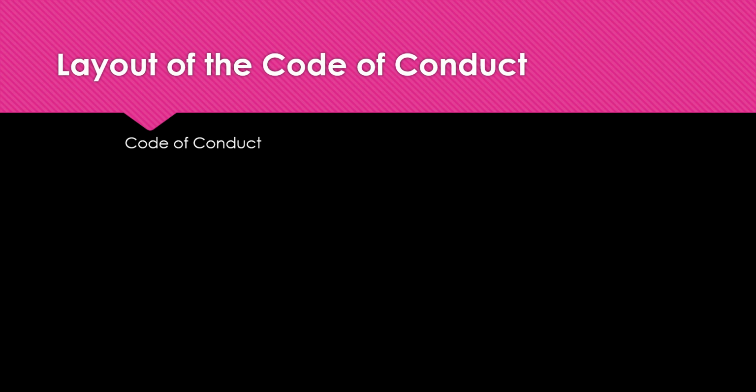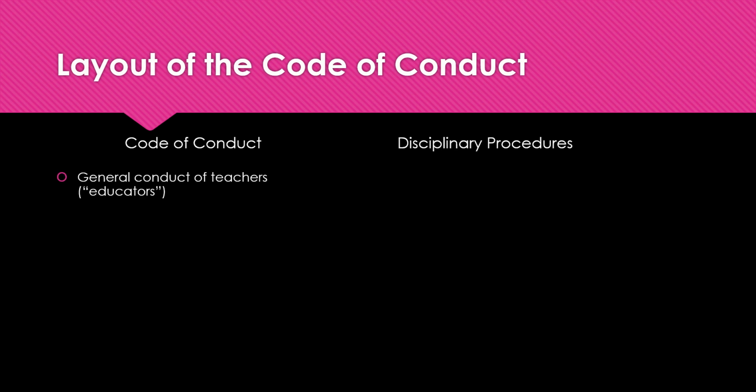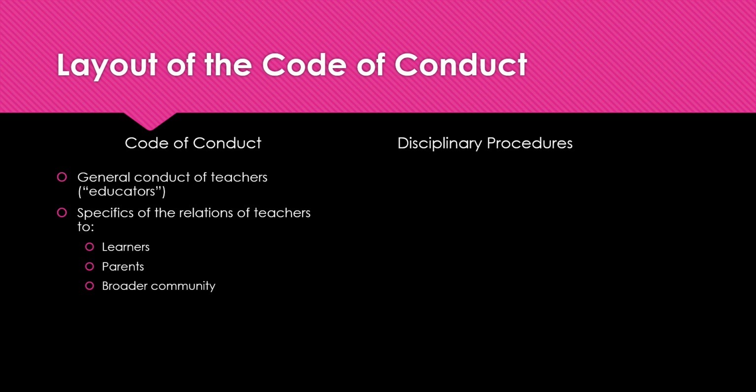Okay, let's look at this code then. There are two parts to the SACE Code of Conduct. The first contains 8 core areas and addresses the general conduct of educators or teachers, and also specific conduct in relation to teachers with learners, with parents or caregivers, the broader community, with colleagues, with the profession at large, with their employer, which is either the provincial education department or the school's governing body, and with the SACE itself.